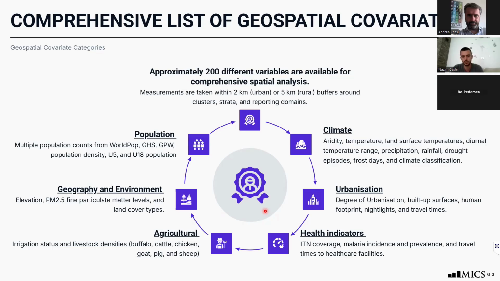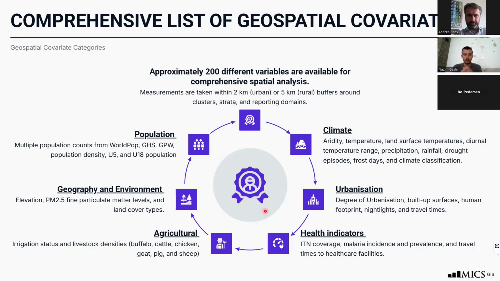The measurements, just to repeat myself again, are taken at the cluster levels using buffers, 2 kilometer buffers for urban clusters and 5 kilometers for the rural ones, and then for straight line reporting domains using the boundaries of what we have already released in the survey boundaries and for the GPS data sets.